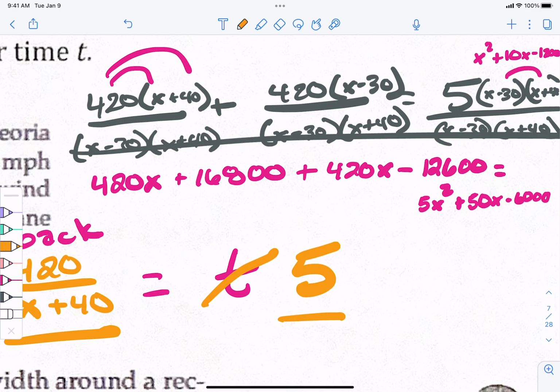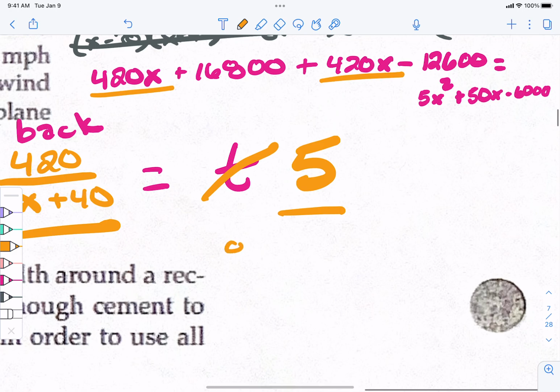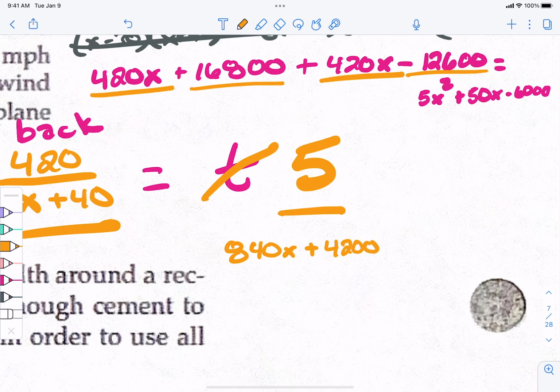Okay, combine like terms. What's 420 plus 420? 840. Nice try. 840x. Okay, what's 16,800 minus 12,600? 4,200. That equals 5x squared. We're almost there. Now it's not too bad.